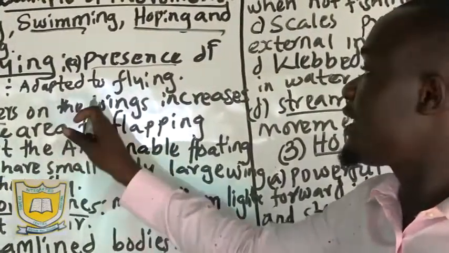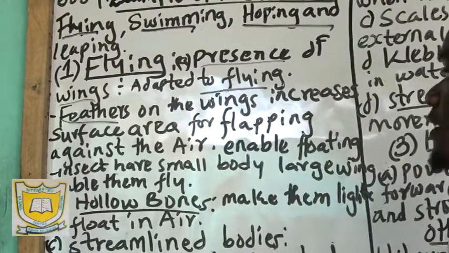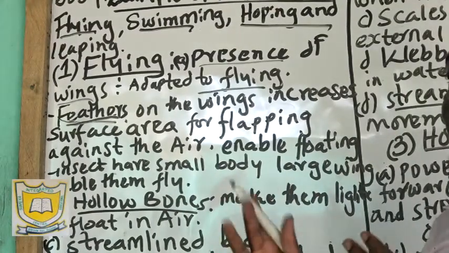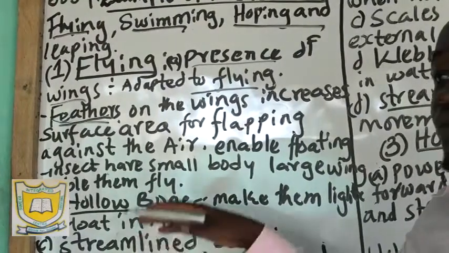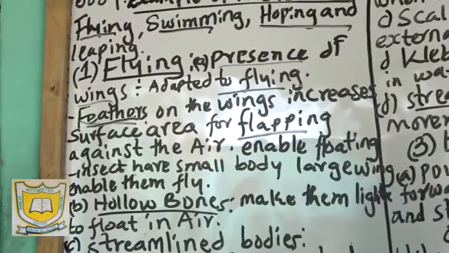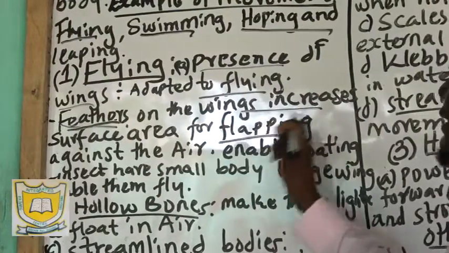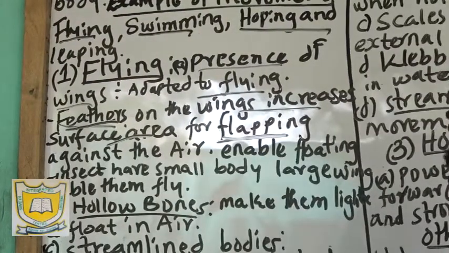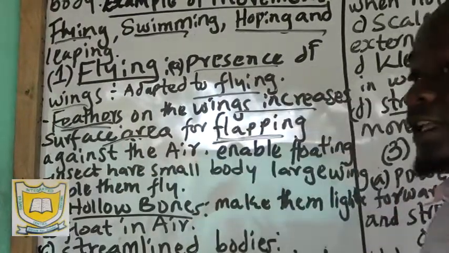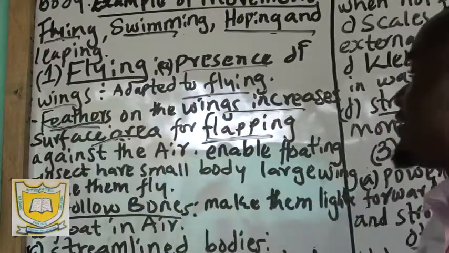So the wings of the birds or the animals are adapted for flying. The feathers. What is the importance of feathers to these birds? These feathers increase the surface area that enables these animals to float in the air or to flap in the air. And when they flap, they increase this surface area for easier movement in the air. So the feathers increase the surface area for flapping. Also, this helps it to move against the air. When the air is moving in this direction, the feathers on the wings help these animals to move against the air.